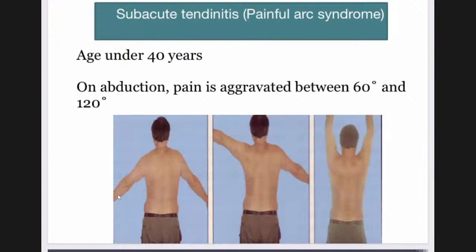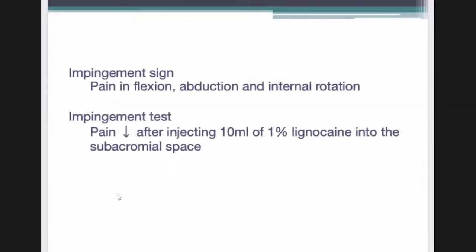Now, there are two terms that we must learn when we study the rotator cuff. One is the impingement sign. This occurs when the patient has pain in flexion, abduction, and internal rotation. You can jerk the shoulder a little bit in this position, and if the patient has pain, this signifies that the impingement sign is positive.